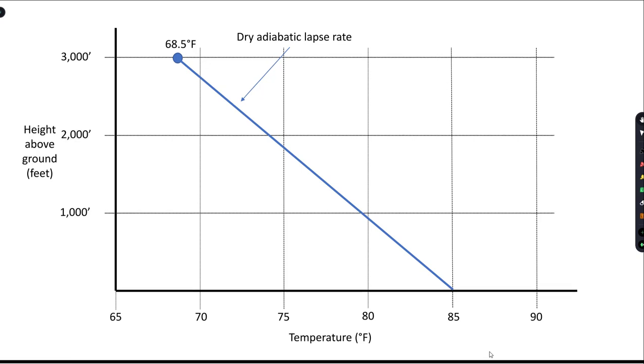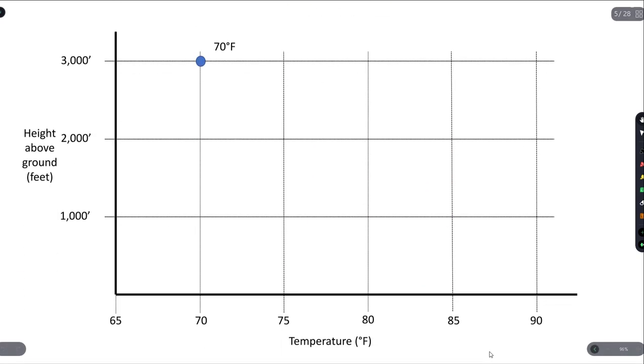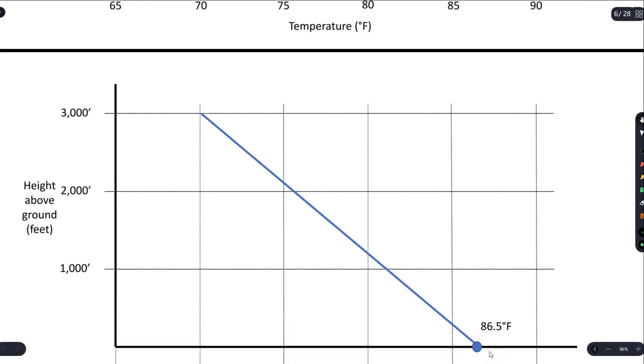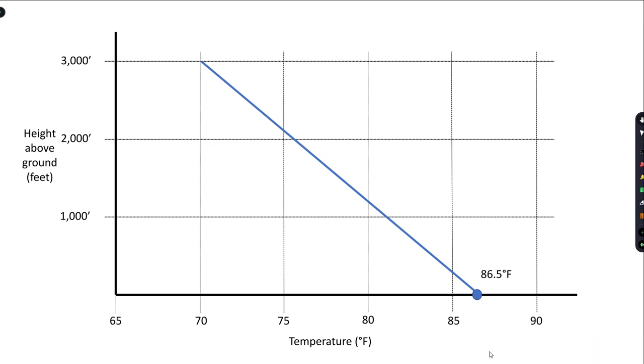So let's take this a step further. If I have a parcel of air at 3,000 feet in elevation that's 70 degrees Fahrenheit, and I make it sink to the surface, it's going to want to warm at 5.5 degrees Fahrenheit per 1,000 feet. And so it goes down to 2,000 feet, goes down to 1,000 feet, and it hits the surface. Well, it too warms 16.5 degrees. It started at 70 degrees Fahrenheit, and when it goes down 3,000 feet, it's now at 86.5 degrees Fahrenheit.